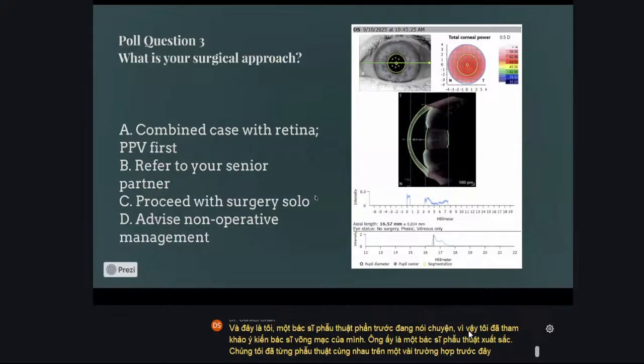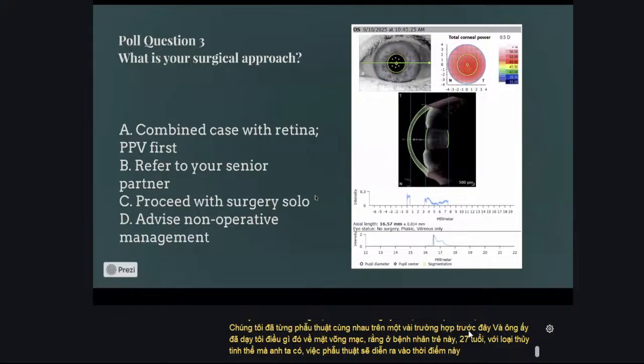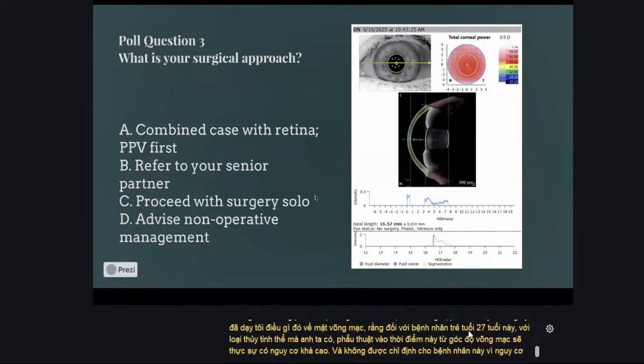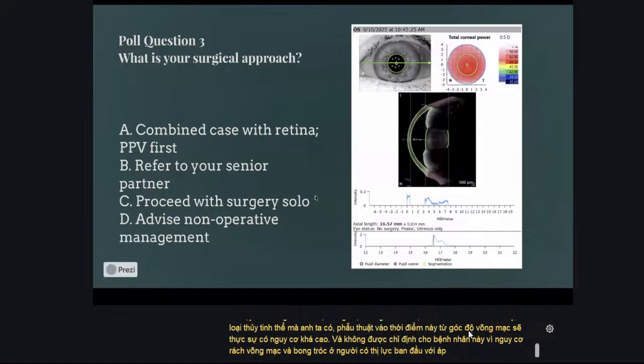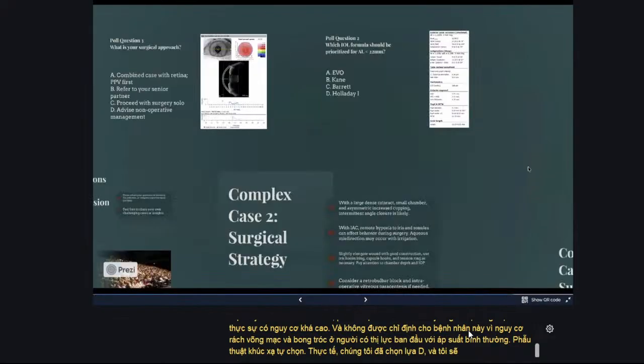And he actually taught me something from the retina side that in this young patient, 27 years old, with the type of vitreous he has, going into surgery at this point from a retina perspective would actually be quite high risk and not indicated for this patient, for risk of retinal tears and detachments in someone who is at their baseline vision with normal pressure who was just seeking refractive elective surgery. So in reality, we ended up going with choice D, and I will elaborate.